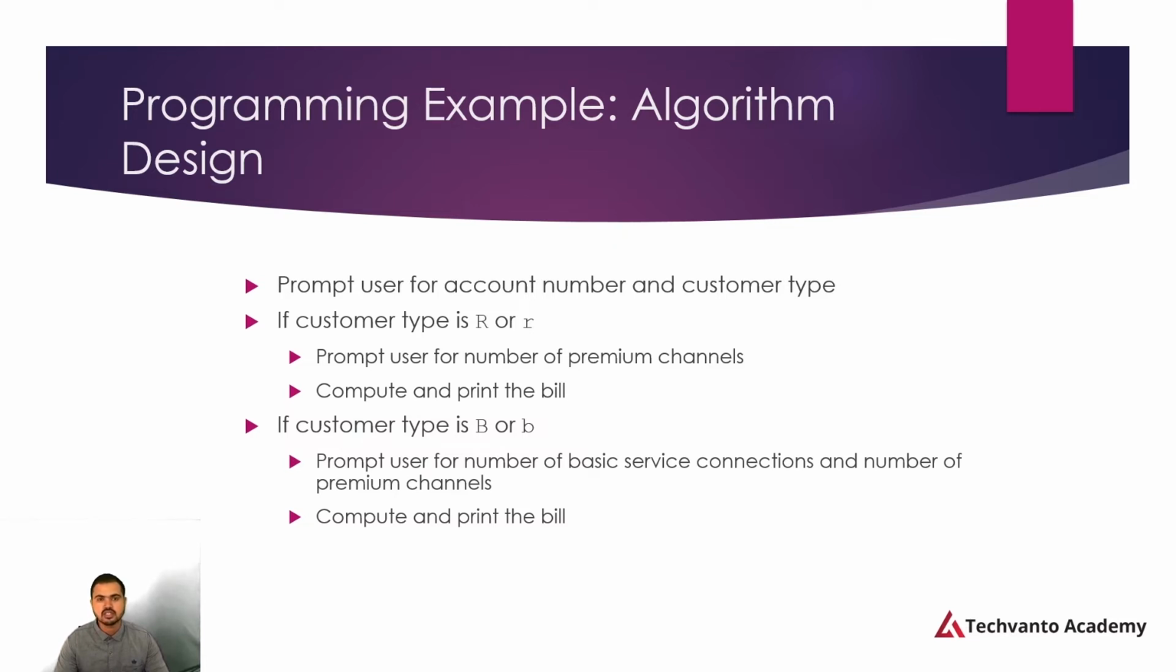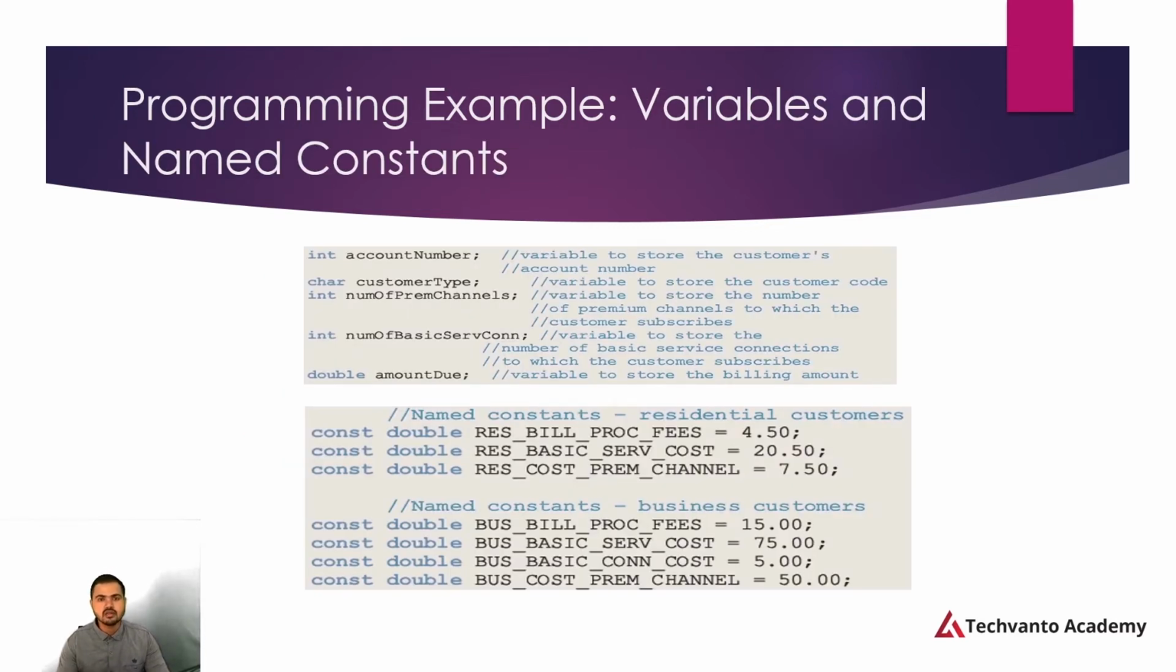According to that formula, you can calculate and print the bill. This is the algorithm that we are going to be using. Here I mentioned that we are going to be using variables and named constants as well. The variables are int account number, int customer type, int number of premium channels, and double amount due.